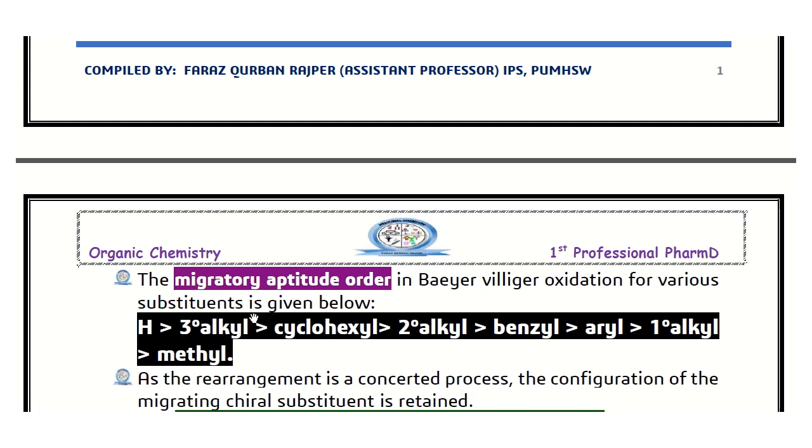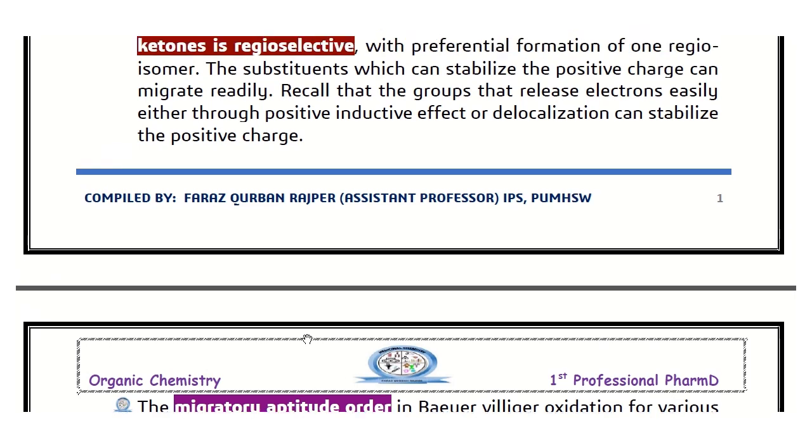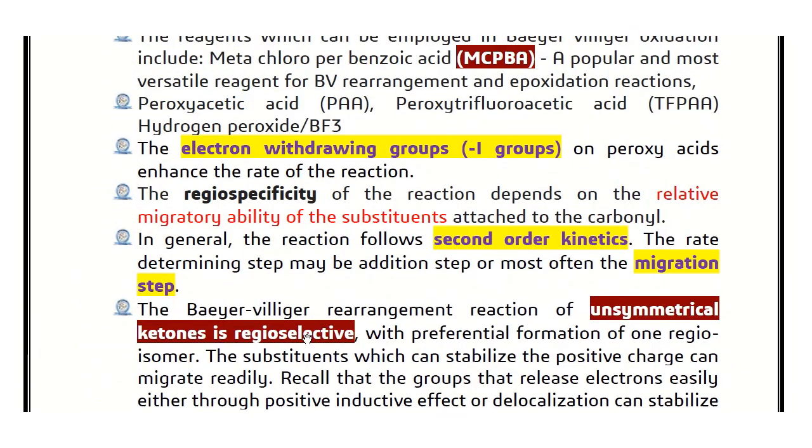it can migrate to a greater extent than any of these functional groups if present on the other side of the R radical. Clear? So this rule will be followed in the third step of the Baeyer-Villiger oxidation reaction, which we will discuss in the upcoming slide on the reaction mechanism.